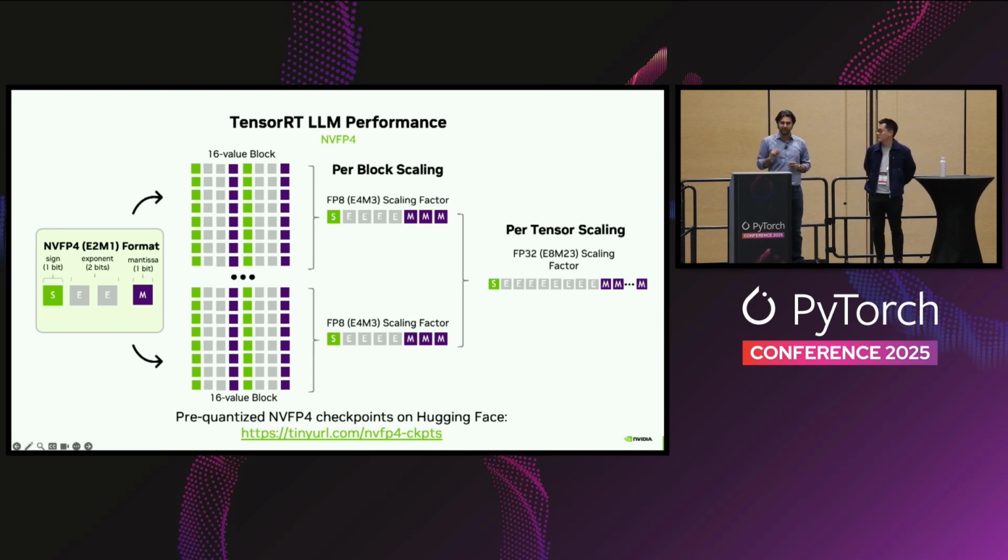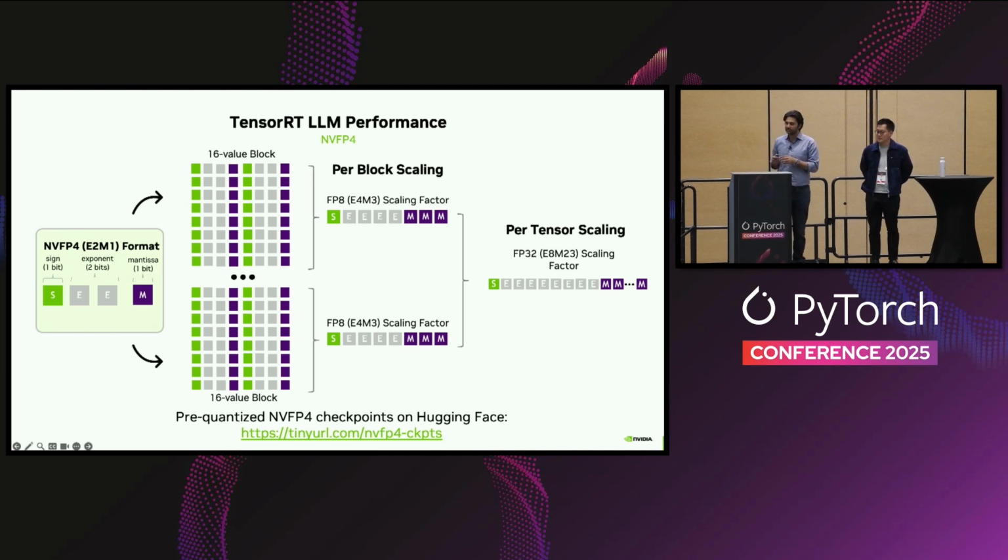NVFP4 has 2 unique components that enable the format to have more precision in representation. So the first is that it applies fine-grained block scaling over 16-value blocks. And the second is that it uses an FP8 blockwise scaling factor, which trades off the range of representation for more precise scaling. So the small overhead of scaling smaller blocks more precisely enables better retention of accuracy, even while quantizing more of your model, and therefore the design of more performant recipes.